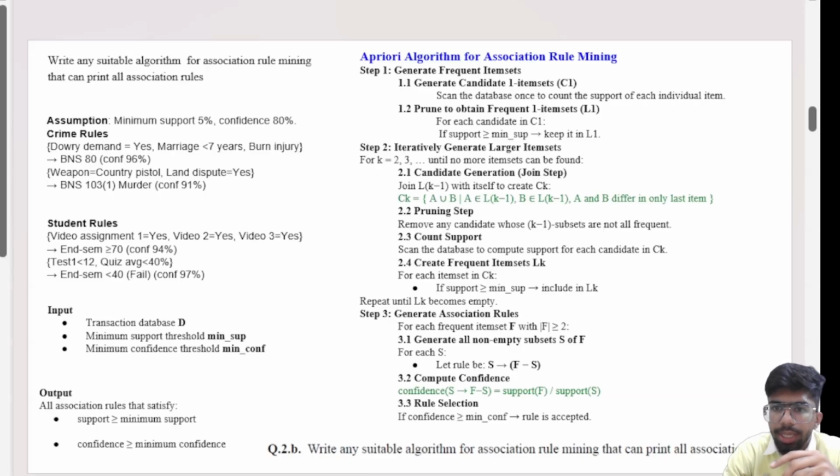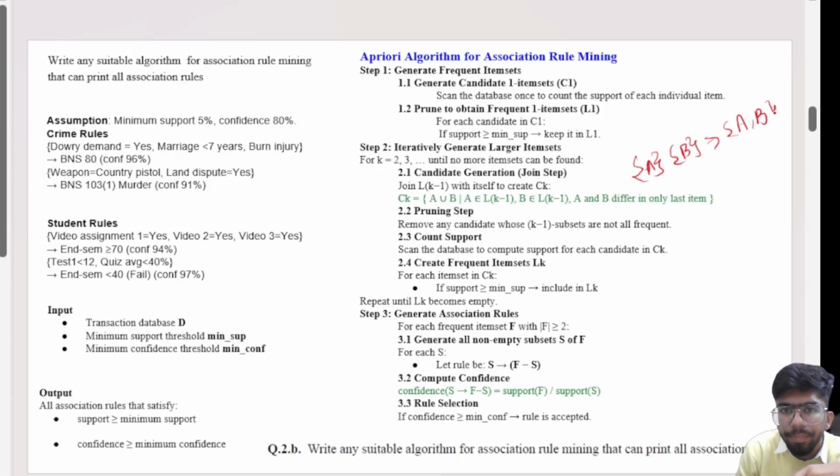2.1, candidate generation, the join step. We join L(k-1) with itself to form candidate item sets Ck. For example, A and B are frequent, so we join them to form A, B. Now the pruning step, 2.2: if any subset of a candidate item set is not frequent, we remove that candidate. This ensures efficiency. 2.3 is counting support. We again scan the database to count support for each candidate in Ck. 2.4, create frequent item sets Lk. All item sets with support greater than or equal to the minimum support become part of Lk. We repeat this process until no more frequent item sets can be found.